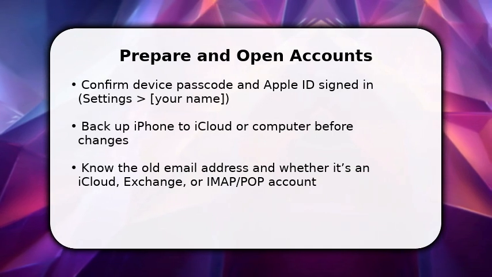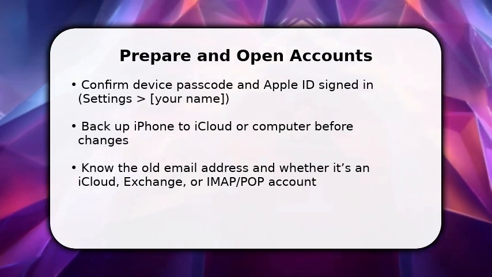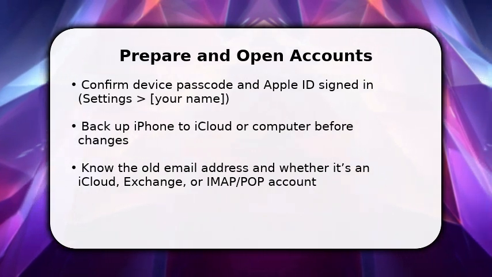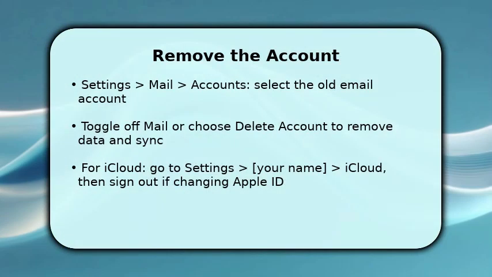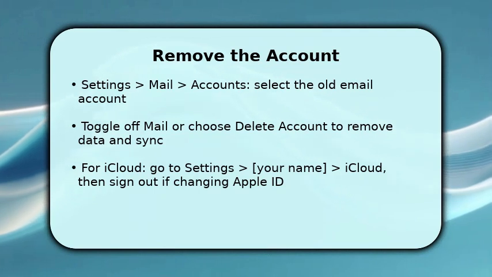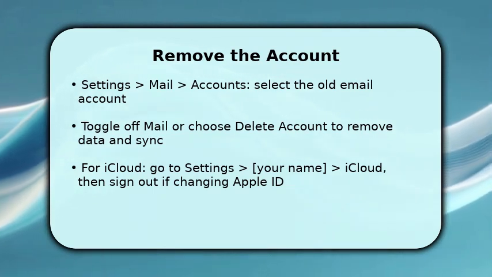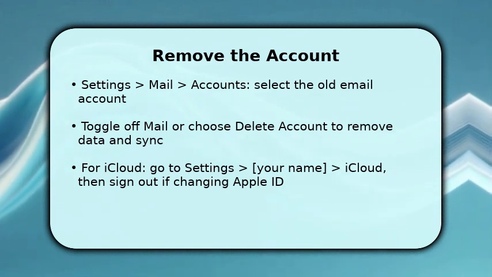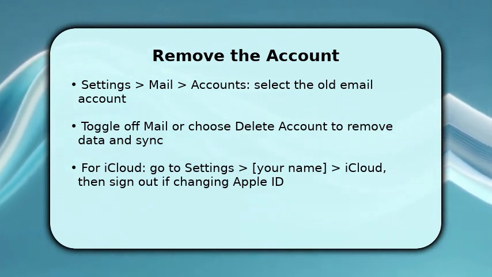Now move to Mail, Contacts, and Calendar settings to locate the account you'll remove. We'll delete it safely next. You're in Settings, so tap Mail then Accounts and pick the old address. Toggle off Mail to stop syncing, which keeps local data if you want, or choose Delete Account to remove the account and its mail from the device.